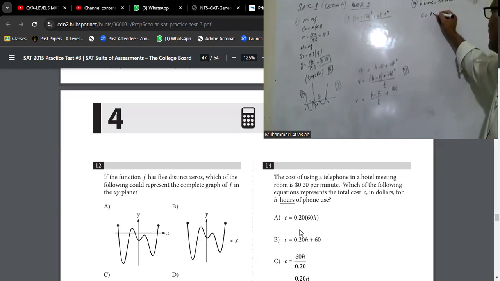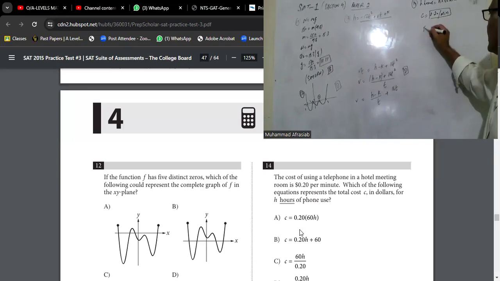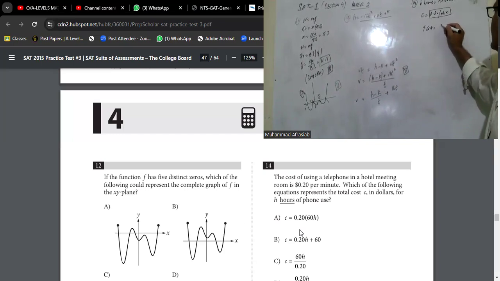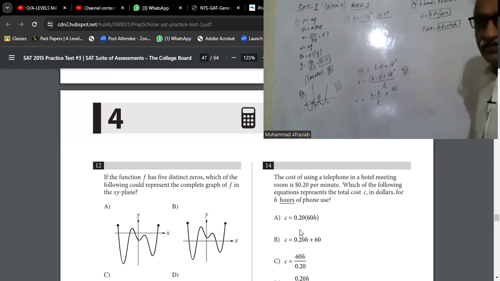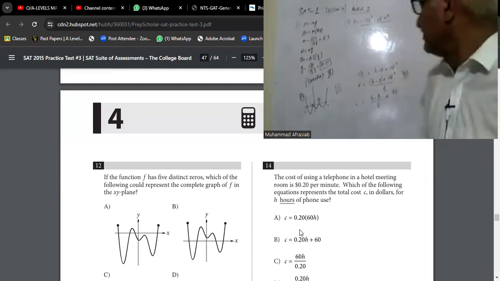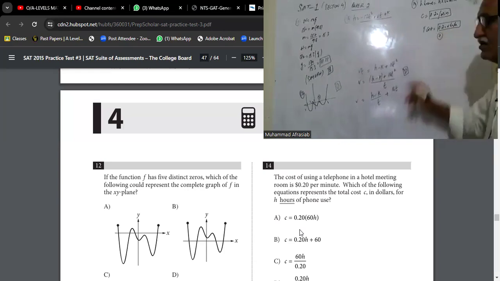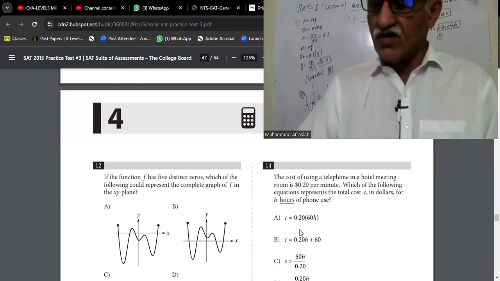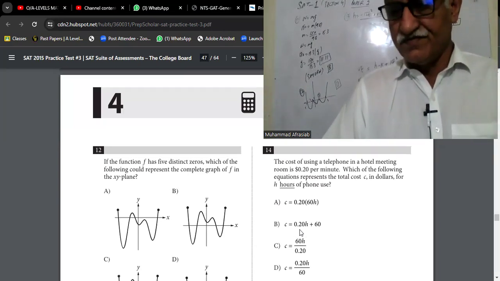So C is equal to 0.20 per minute as they have given. So the total cost will be equal to 0.20 into 60H. That is the formula for the total cost. So we look at the answers. It is A. The rest of the answers are not correct according to this explanation.